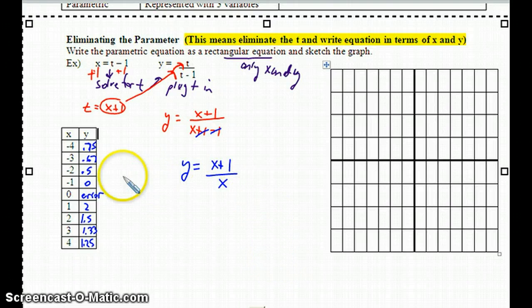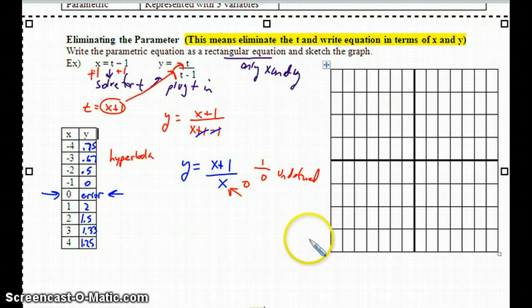Okay, so I took a second to plug it into the graphing calculator, and these were the values that I came up with. Notice that at an x value of 0, I got an error. That should make sense to us because if I plug a 0 in here for x, I get 1 over 0, which is undefined. So your graph will have an asymptote at 0, so your graph will not exist there. You're going to get two different branches of this, and so this is going to end up being a hyperbola. So let's actually start to graph these points.